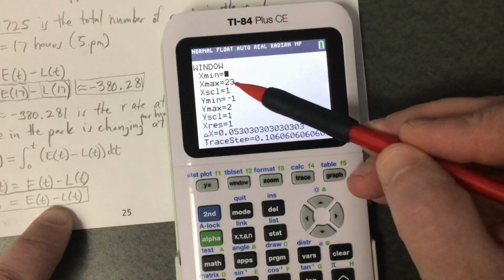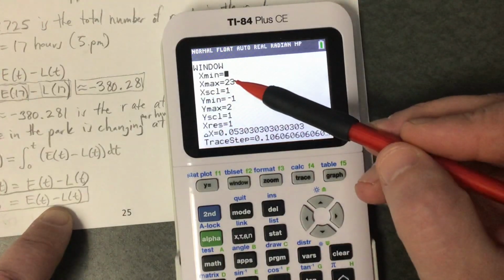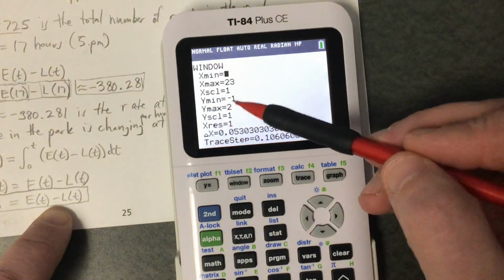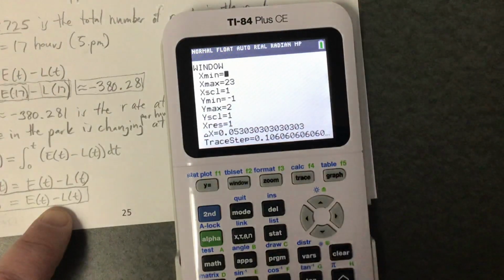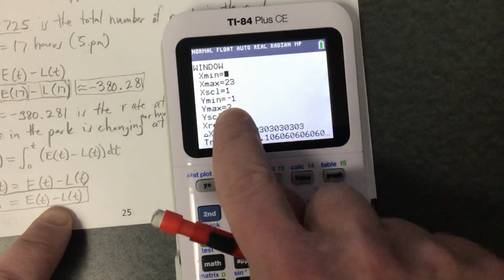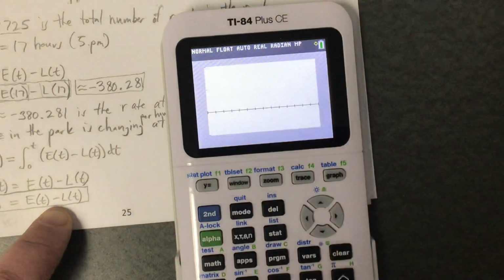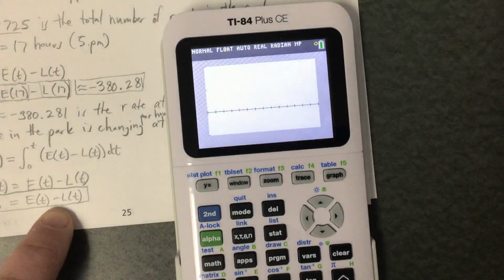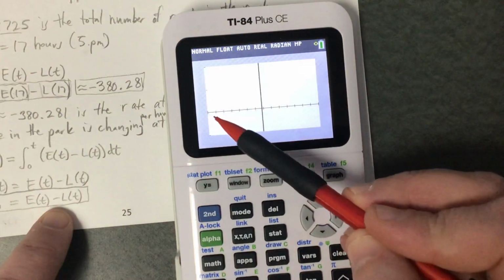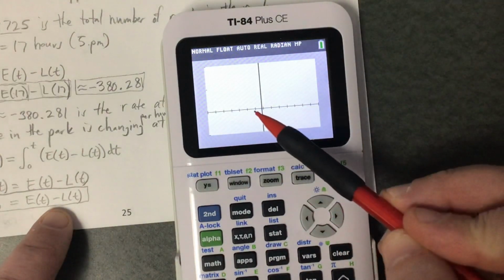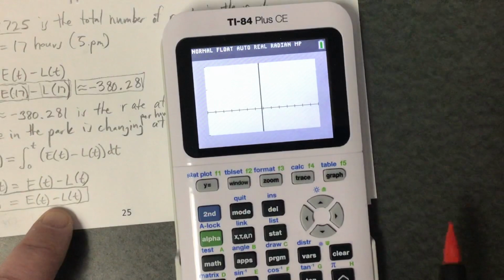So I'm going from 9 to 23 because that's the range of values they gave me. And what do I want this function to be? 0. So I'm just looking at y's. I don't care how wide this gets. I just want to know when is it equal to 0. So I'm going from y min negative 1 to y max of 2. Let's graph this. Let's see what happens. All right, so it goes through 0 one time. So remember, this is 9, 10, 11, 12, 13, 14, 15. So it's between 15 and 16.